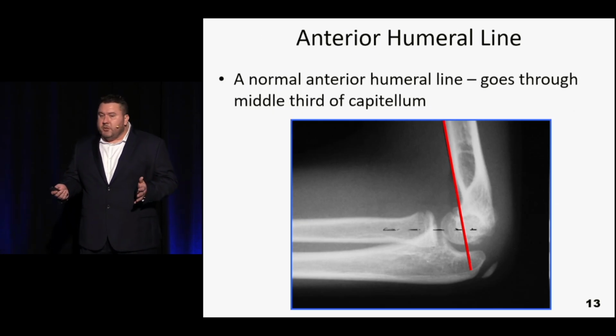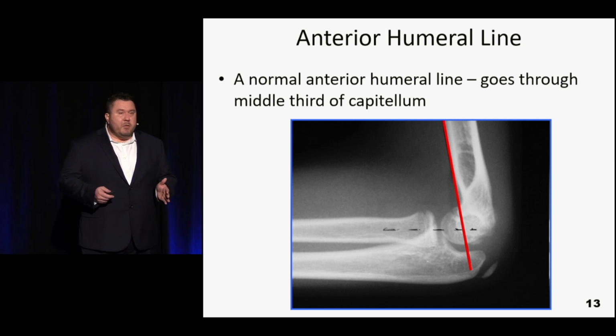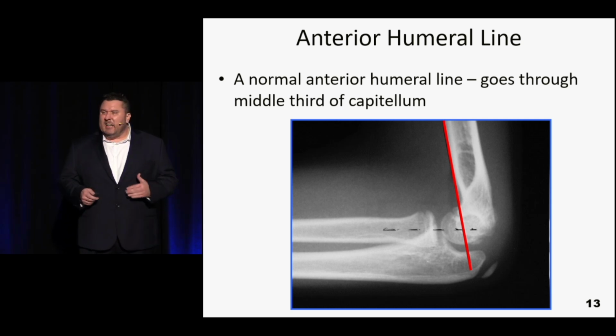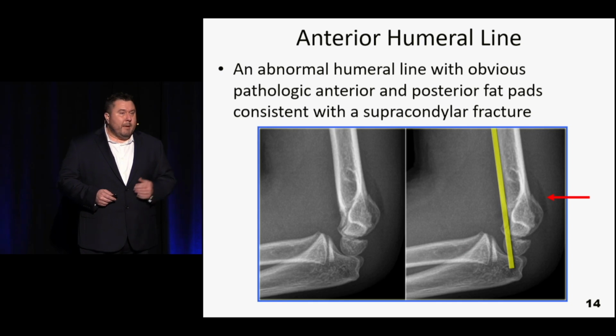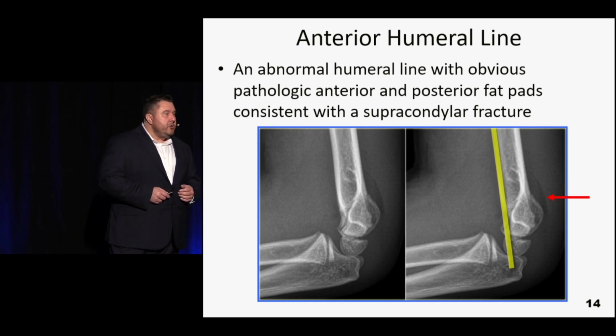So let's put that over an x-ray. Anterior line goes straight through the middle of the capitellum. There's no displacement there. It gives me that nice clean 90 degrees. Doubtful there's anything there that I can't see that's occult. But let's see what happens when we actually see this in an injury and look there.